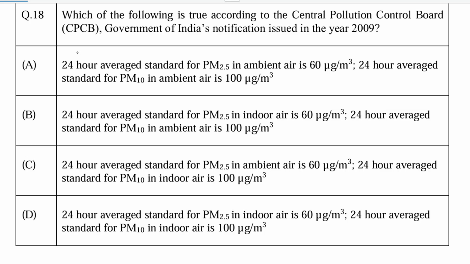Let's again solve a question from GATE 2023, and this question is based on pollution. The question is, which of the following is true according to the Central Pollution Control Board, Government of India notification issued in year 2009? 24-hour average standard for PM 2.5 in ambient air is 60, whereas 24-hour average standard for PM10 in ambient air is 100.